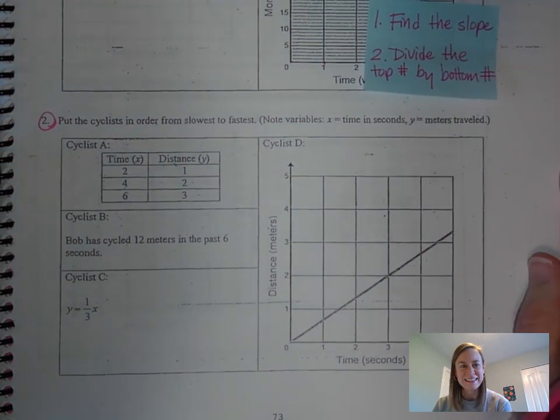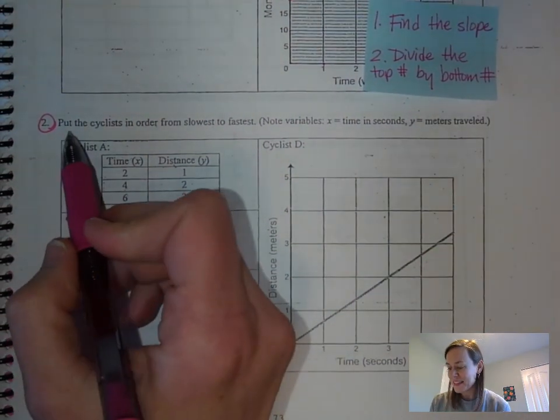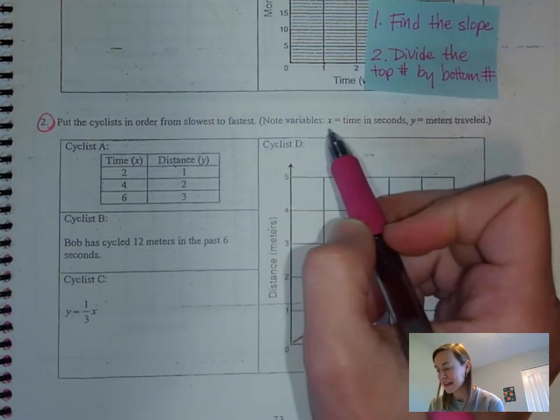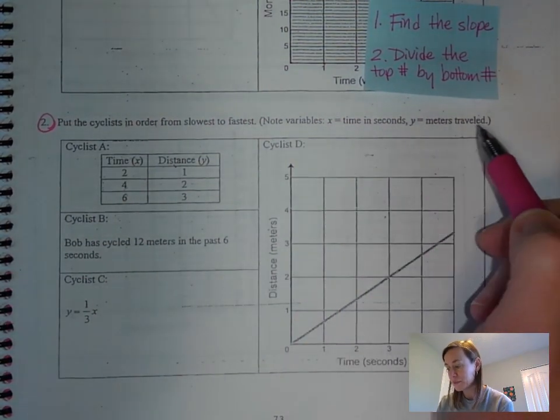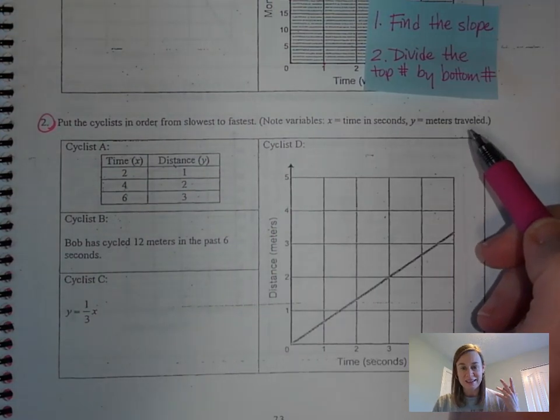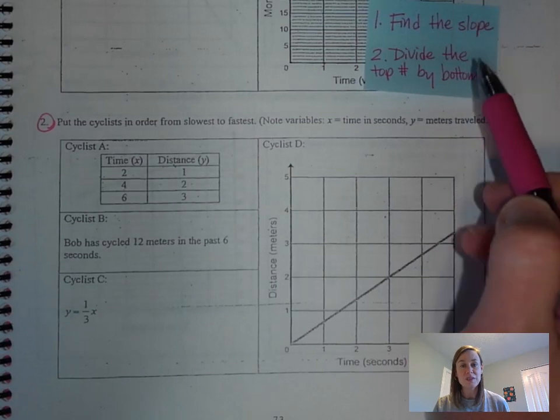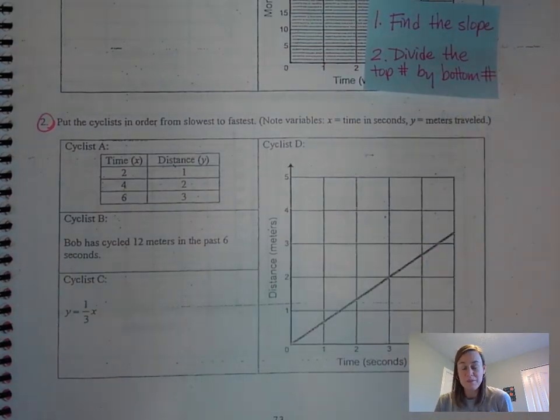Okay, we've got it. Let's read it. Put the cyclists in order from slowest to fastest. Note the variables x equals time in seconds and y equals meters traveled. Okay, let's keep in mind what we're trying to find here. We're trying to get the slope so that we can then divide it and get the unit rate, right?